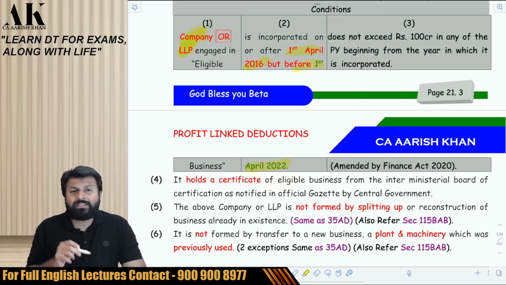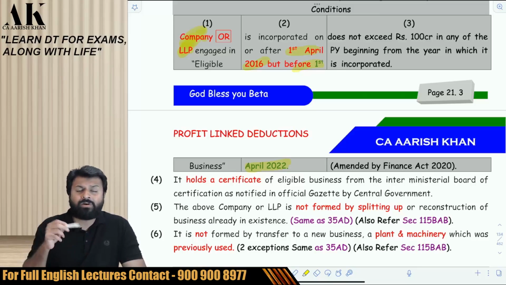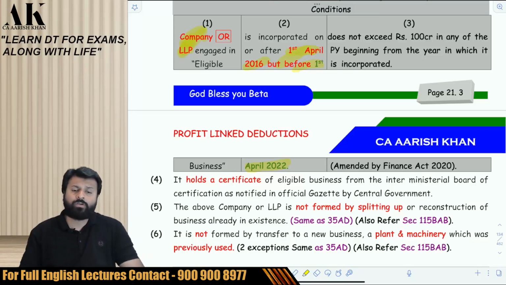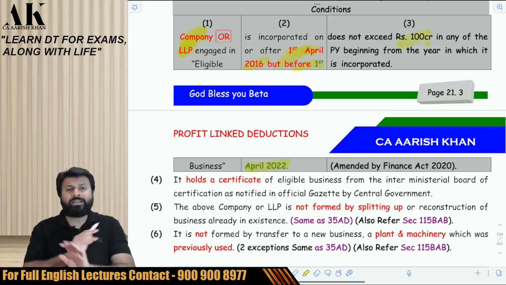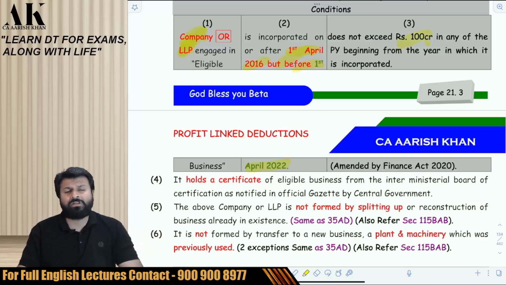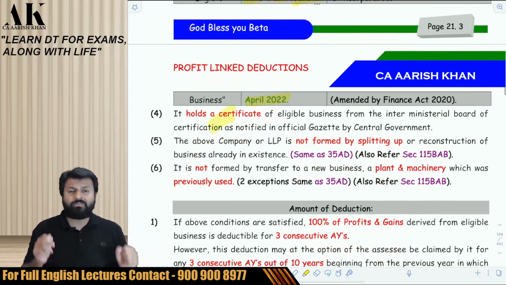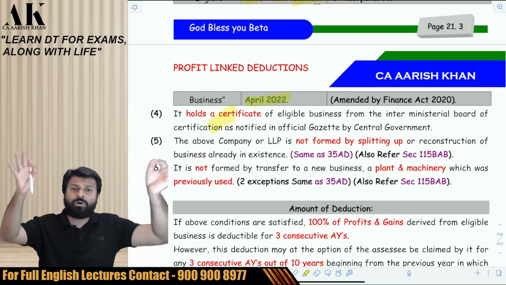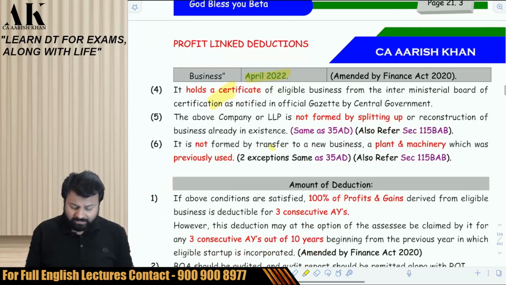So you should be either a company or LLP, and your company or LLP should be formed between these 6 years, that is 2016 to 2022. Third, your turnover should not exceed 100 crore in any of the financial year. Fourth, you should hold a valid certificate which is given by Inter-Ministerial Board of Certification that you are an eligible startup. Fifth, your business should be absolutely new.